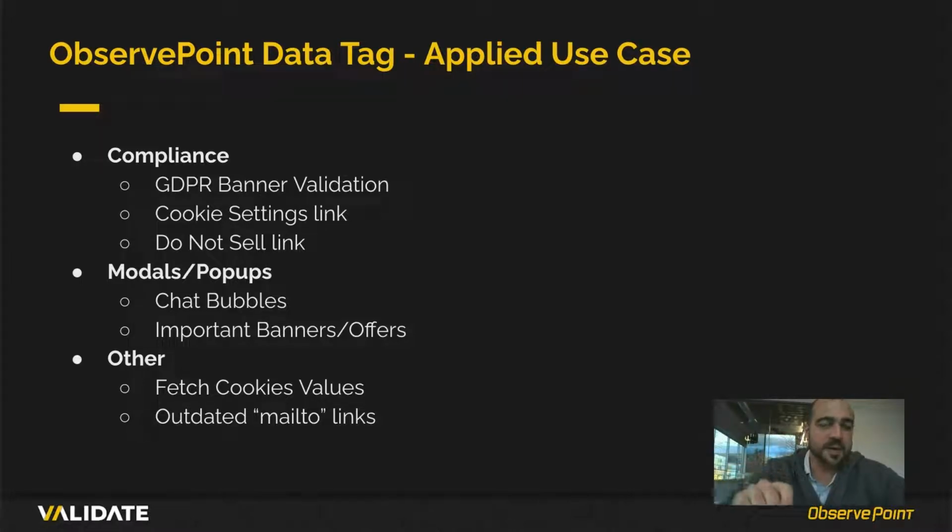I think we also had a request to find outdated mailto links. Sometimes we had mail links that were pointed to old mailboxes, and so we wanted to scan our site and look for that. And that was just as simple as scanning the site using some JavaScript to look for the right hrefs, and then export the data and do a little analysis in Excel. It wasn't terribly difficult. So yeah, I think that the OP custom data tag is incredibly powerful, and I definitely use it as much as I possibly can.